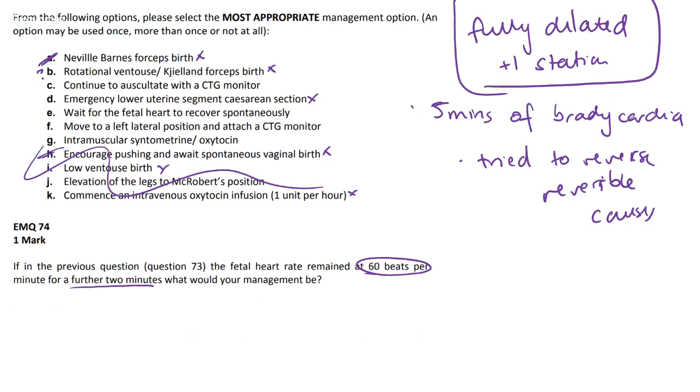So ventouse birth is another instrumental type of delivery, but it's not very commonly used. And I'm not sure what the indications are either. Okay. Put your hands up if you think the answer is Keelan's. Okay. Put your hands up if you think it's an emergency C-section. Roland, what do you think? I don't know. Nicole?